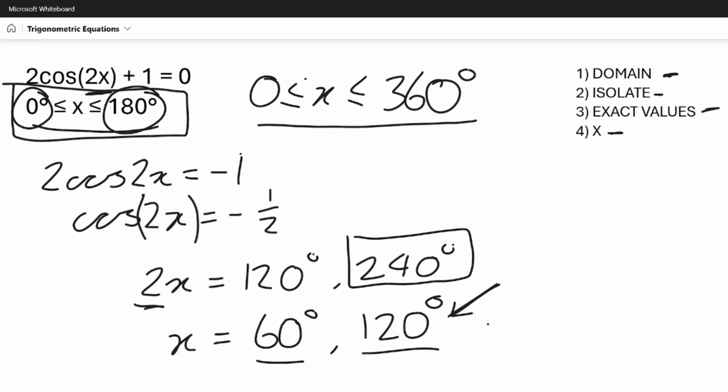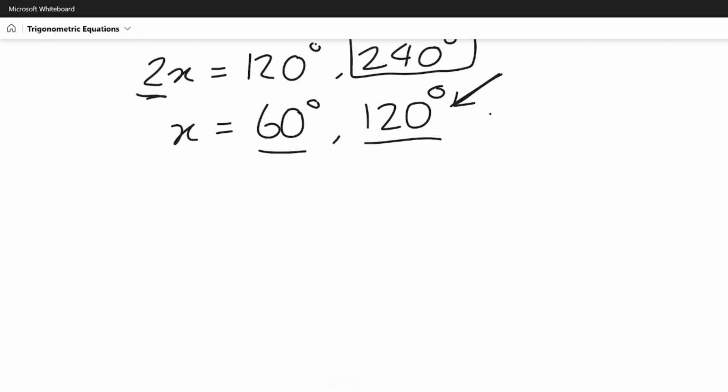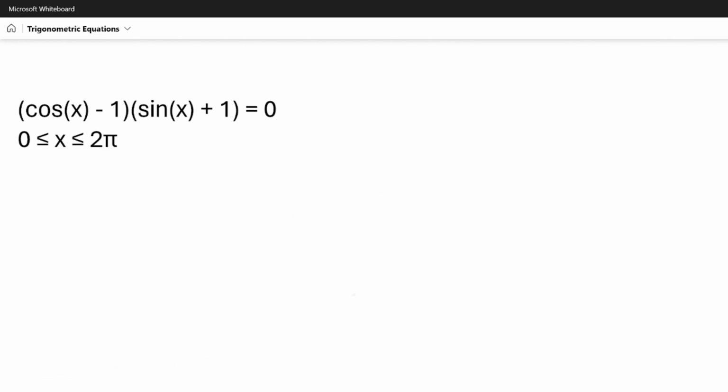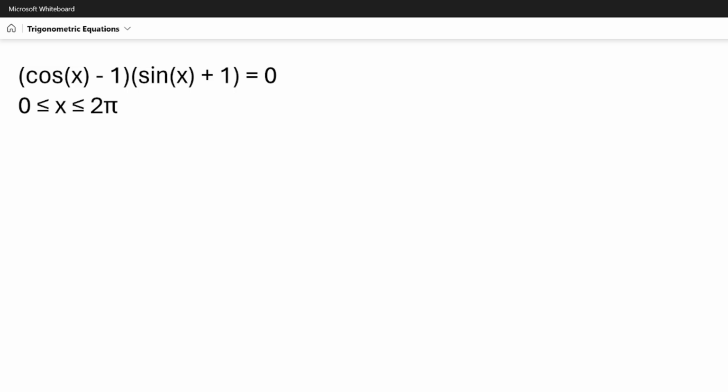Now to go through the second type of equation. You may get something like this. Cos x take 1 in brackets and sin x add 1 in brackets equals 0 in between the domain 0 to 2 pi. What we want to do is we want to separate the brackets out. So each of these brackets is going to equal 0.